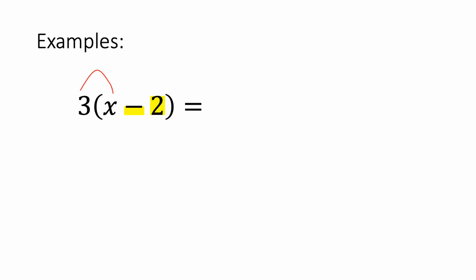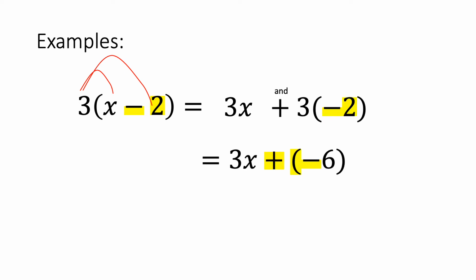3 times positive x is 3x, and 3 times negative 2. So we have 3x plus negative 6. As you remember, a positive times a negative becomes a negative. If you combine a positive and a negative, or you add a bad thing, that's a bad thing, so it's negative. 3x minus 6 is how we can simplify this.